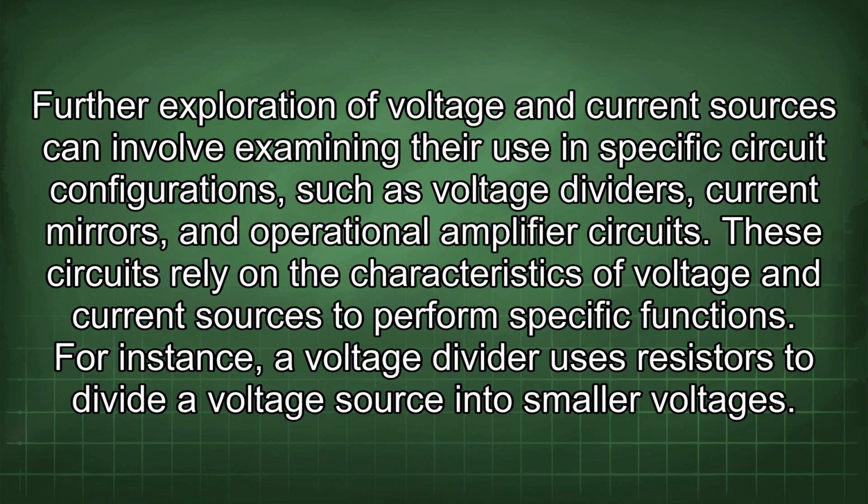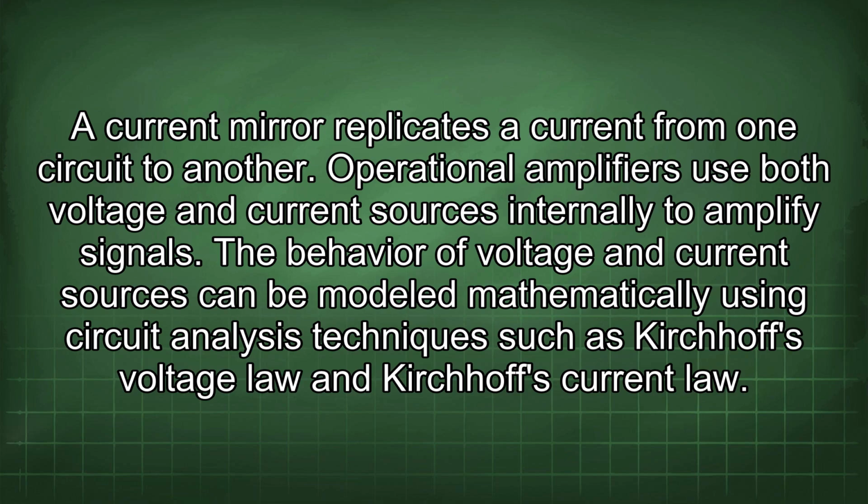Further exploration of voltage and current sources can involve examining their use in specific circuit configurations such as voltage dividers, current mirrors, and operational amplifier circuits. These circuits rely on the characteristics of voltage and current sources to perform specific functions. For instance, a voltage divider uses resistors to divide a voltage source into smaller voltages. A current mirror replicates a current from one circuit to another. Operational amplifiers use both voltage and current sources internally to amplify signals.